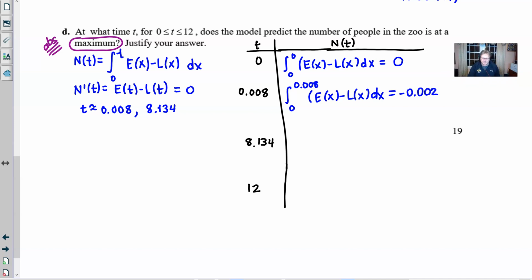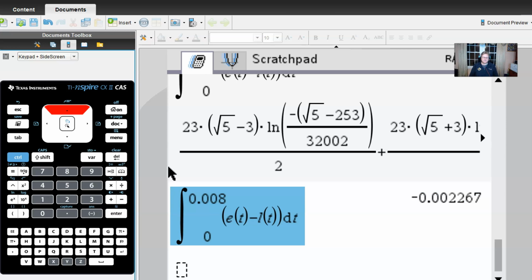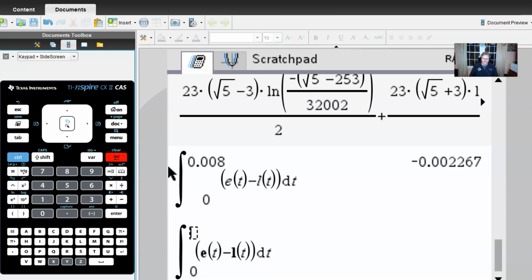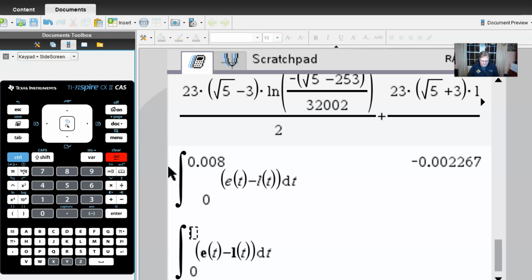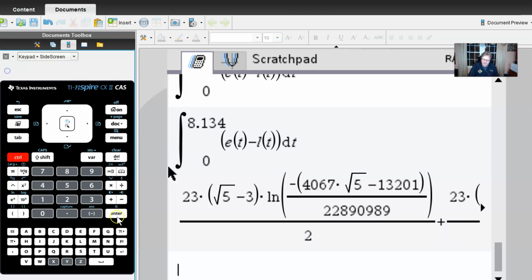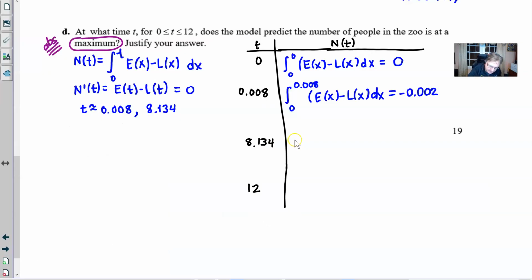I got a little bit more optimism about this 8.134, so let's check him out. So we'll go to the calculator, and the beautiful thing about this is you don't have to retype everything. Just highlight that step, go back in and edit that upper boundary to not 12, but 8.134. I'm not ready for 12 just yet. That'll be my next one. And then if I hit Control Enter, 281.117 is going to be my result.